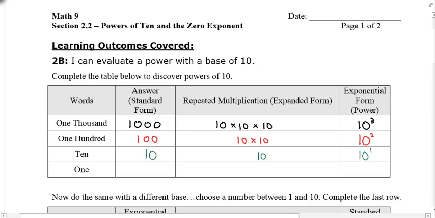And then the last one is 1. So I'm going to write down the number 1. And I'm thinking, well, how many 10s are involved with the number 1? And you wrote down 0. You are correct. There are none of them. No 10s. So how do I write that in exponential form then? No 10s? I guess 10 to the power of 0.